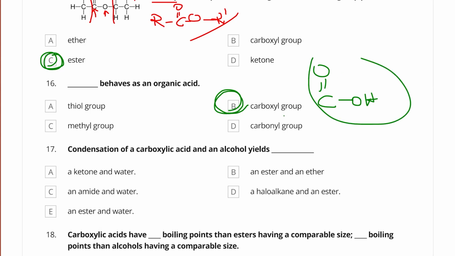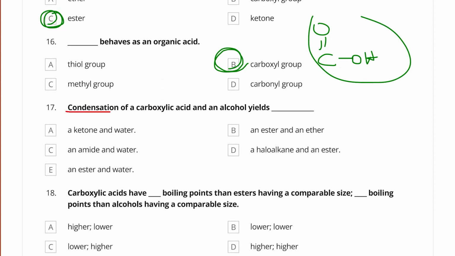Amino groups, for example amino acids, are carboxylic acids. They are organic acids. Fatty acids are also organic acids. They have a carboxyl group. And question 17. Condensation of a carboxylic acid and an alcohol yields what?